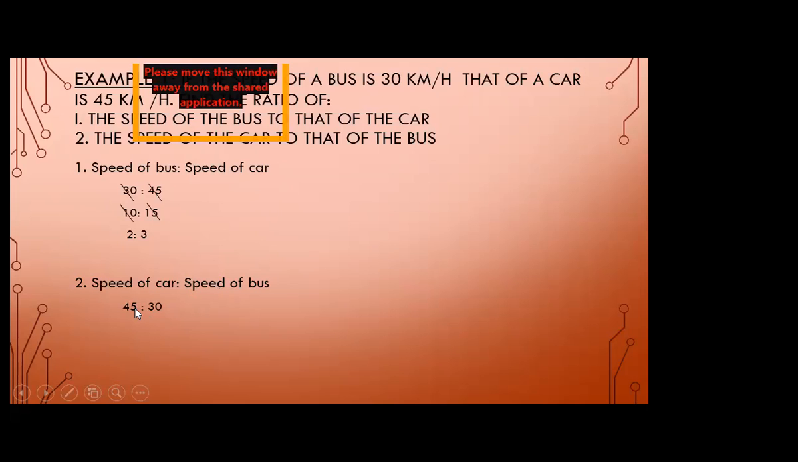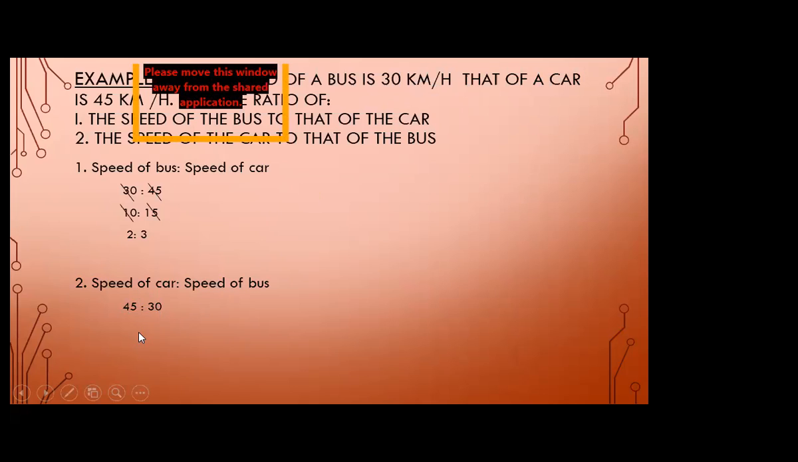Why have we not written the units, that is kilometer per hour here? Because the units are the same, they are going to cancel out, so we just write the quantities. Okay, students, we also have to check that their units must be the same. In the question you can see that both units are the same, so we can simply write 45 colon 30.